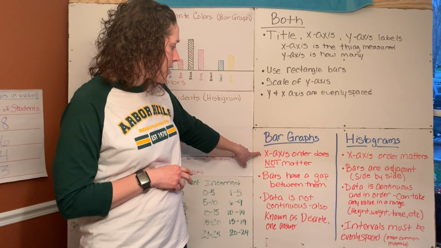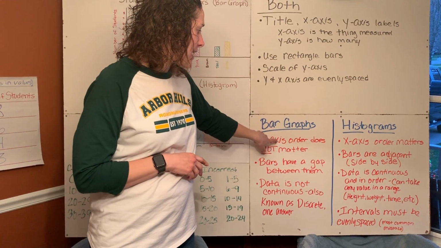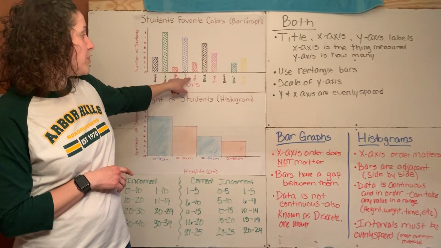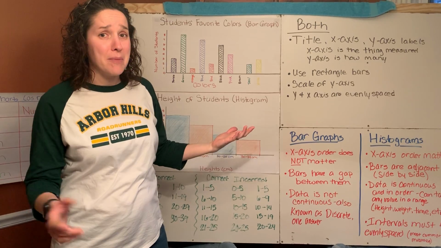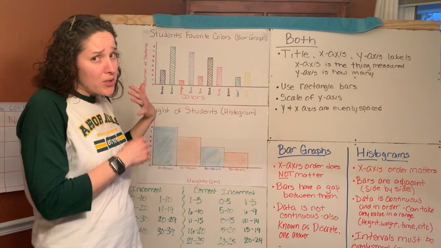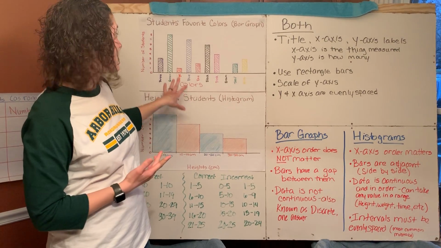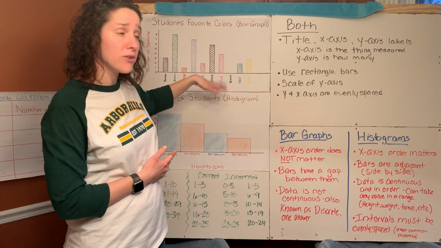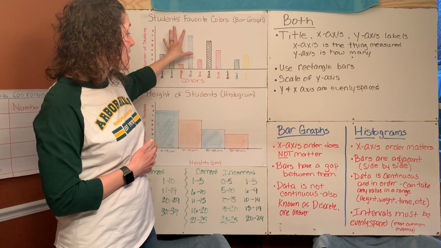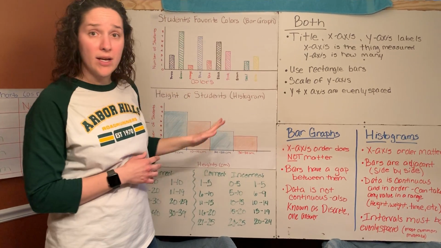So in a bar graph, the x-axis order does not matter. Up here I put purple, green, orange, blue, red simply because that's the order that I pulled my Sharpies out of the bag. And if that was in a rearranged order, that would have been completely okay. They don't have to be in any kind of order. They don't have to be alphabetical. They don't have to be tallest to shortest. They can be in any order whatsoever.